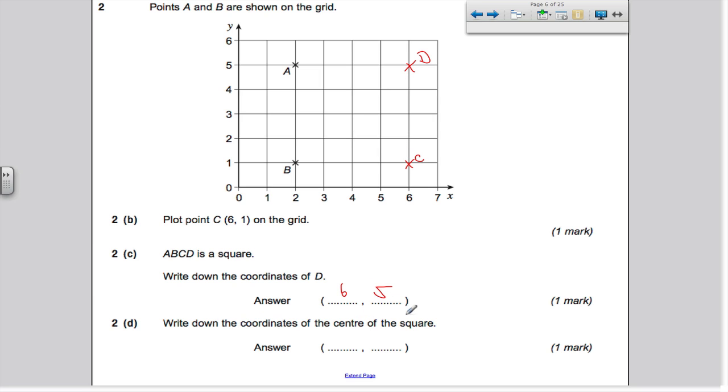Write down the coordinates of the center of the square. Now what I told my students to do was, if you draw two straight lines, I'm going to try and do a freehand here. Draw two straight lines through your square. That will find the center of it, just in case you're unsure. So through two straight lines, you'll see that the center of your square is there. So it's 4, 3.